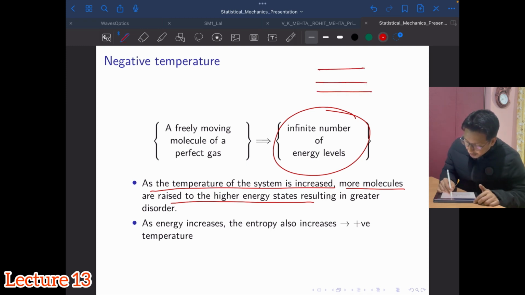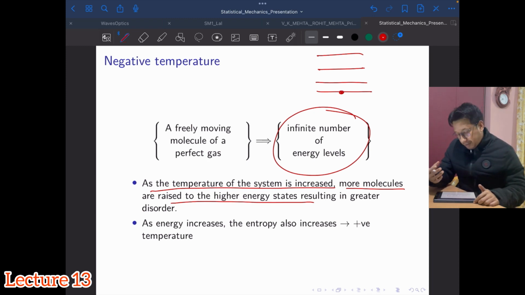You can think about it like this: if I take only a single molecule, it has lots of energy levels. Initially, let's say it is lying in the ground state. Since it can go to any of these higher energy states if I supply energy, depending on how much energy I supply, it may go to the next level, or maybe somewhere else, or it can take up even higher energy states.